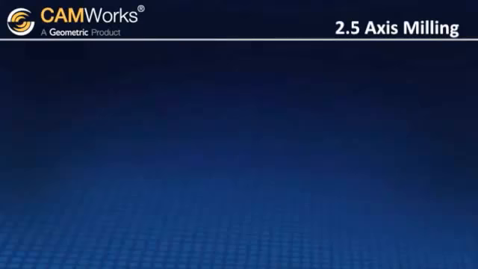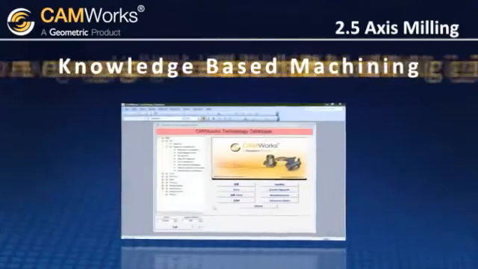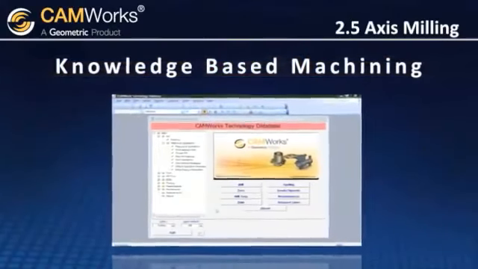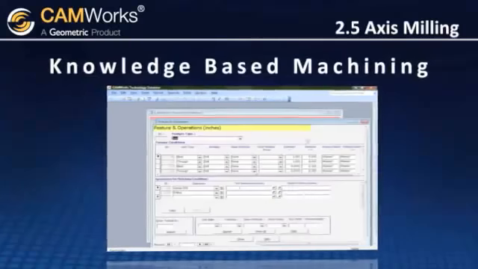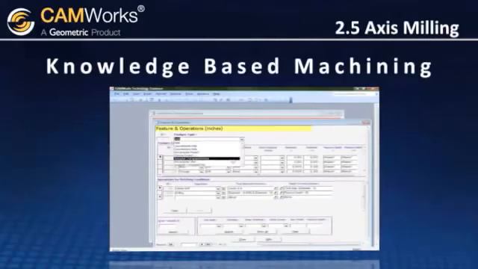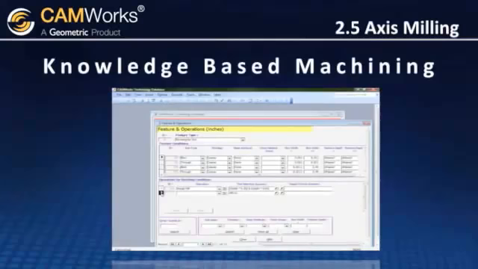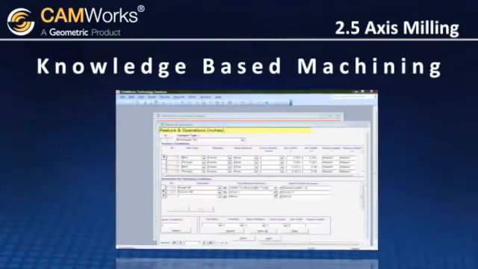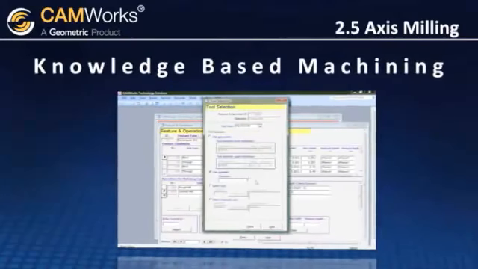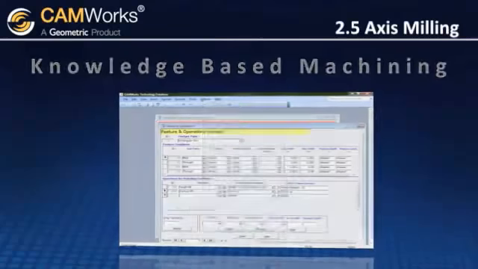CAMWorks allows you to take advantage of knowledge-based machining through its powerful and customizable technology database. CAMWorks can identify features that meet certain criteria and apply your company's best practices of cutting strategies, tools, and feeds and speeds. You can easily make adjustments and save those settings to be reused on similar features in the future.